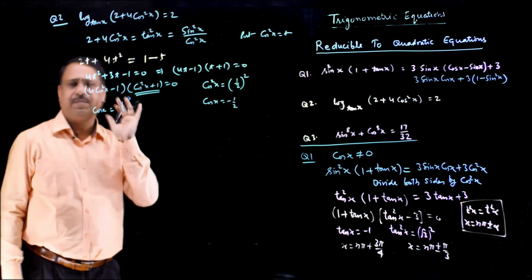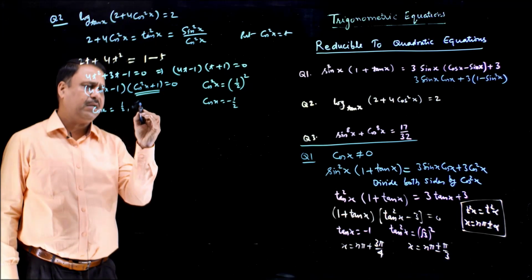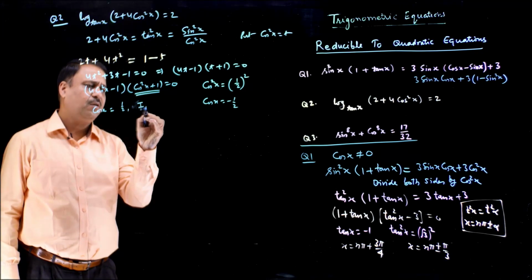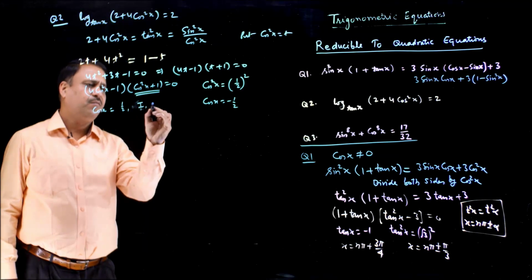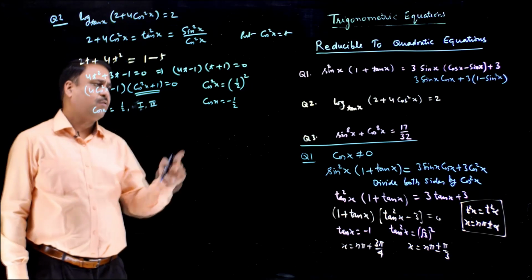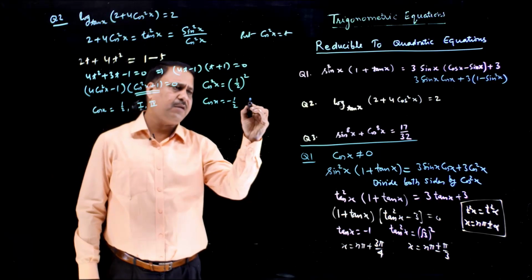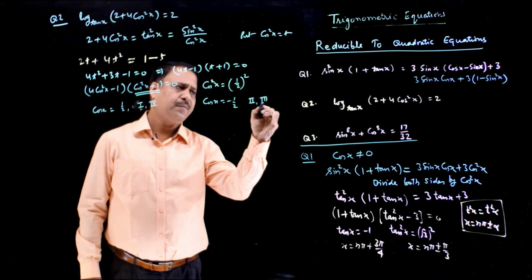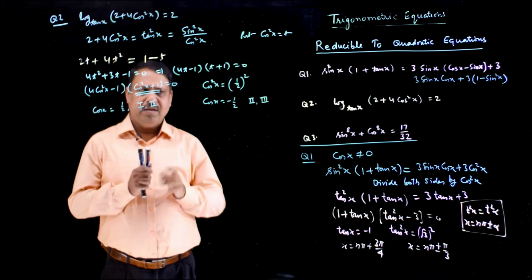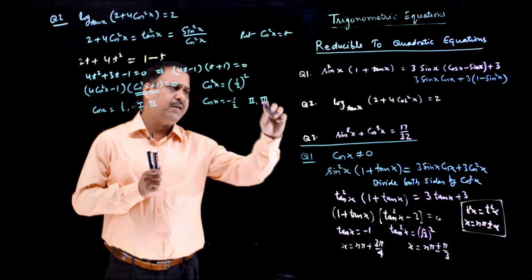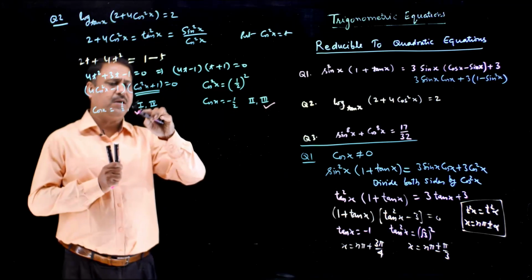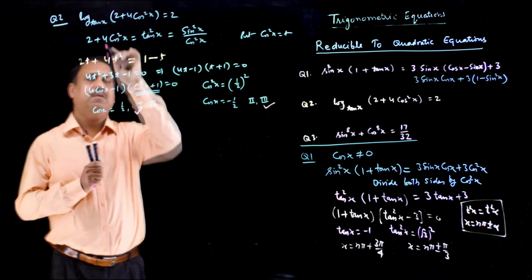Cos x is half. In this case my quadrant can be first quadrant or fourth quadrant. Cos x is equal to minus half. In this case my quadrant can be second quadrant or third quadrant. So if you observe here, in this case third quadrant is allowed, in this case first quadrant is allowed, because in first and third, tan will be positive.